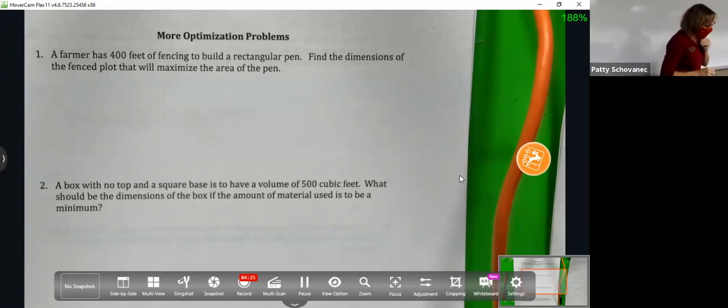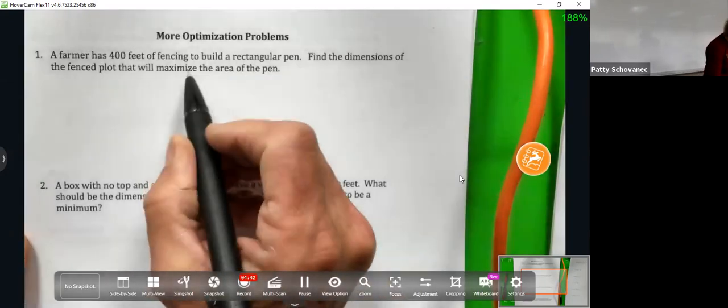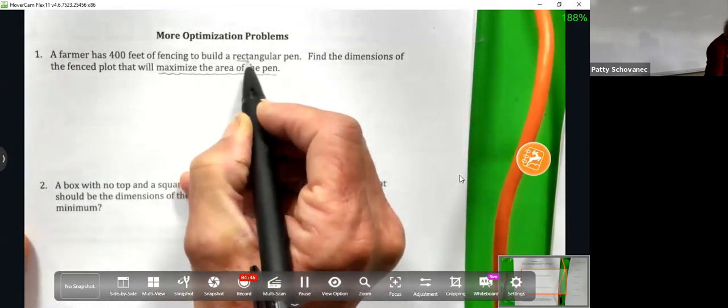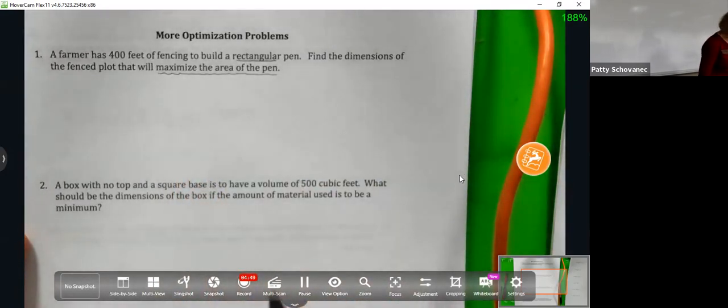All right, a farmer has 400 feet of fencing to build a rectangular pen. So it's just like the one that we did the other day, except for we have the pen going all the way around the rectangle. Find the dimensions of the fenced plot that will maximize the area of the pen. So here we go. That's our objective. We're going to have a rectangle, and we want to maximize the area.